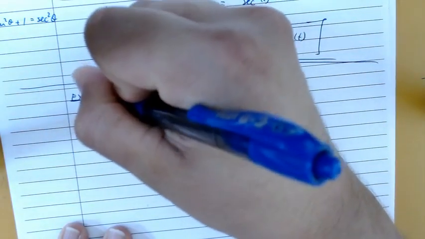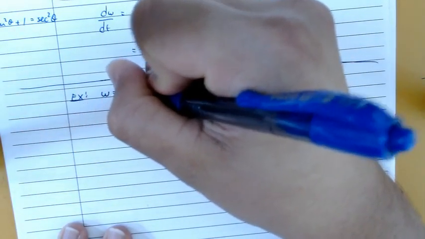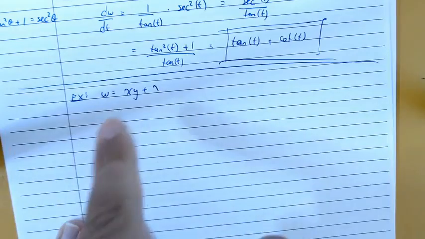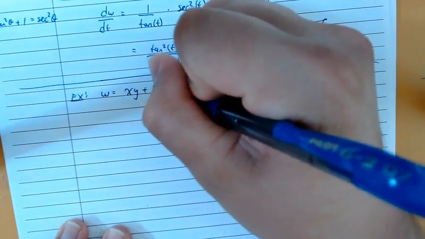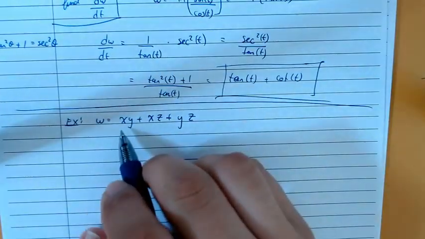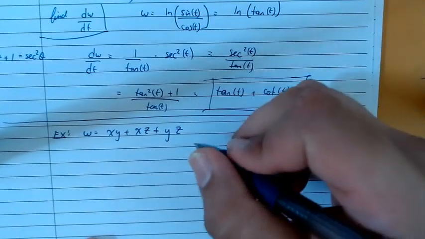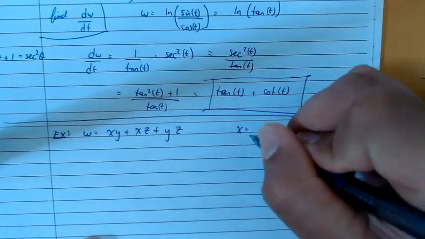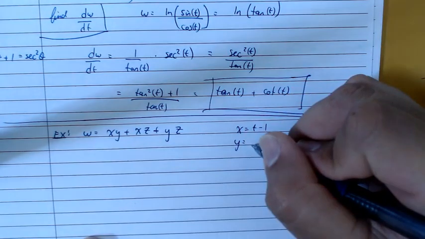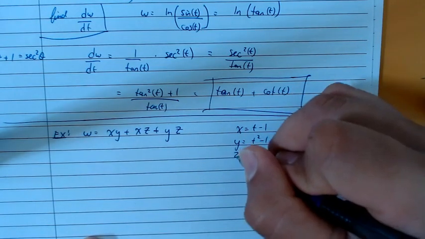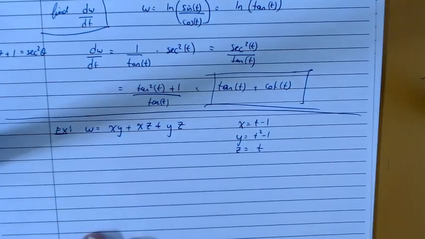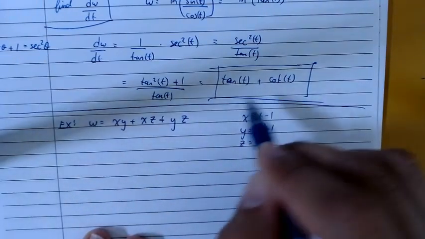Let's say you have a function w, which is a function of the variables x, y, and z. So w equals xy plus xz plus yz, where each of these x, y, and z are a function of a variable t. Here x will equal t minus 1, y is equal to t squared minus 1, and z is equal to just t, like that. So the question is, find the derivative of w with respect to the parameter t.